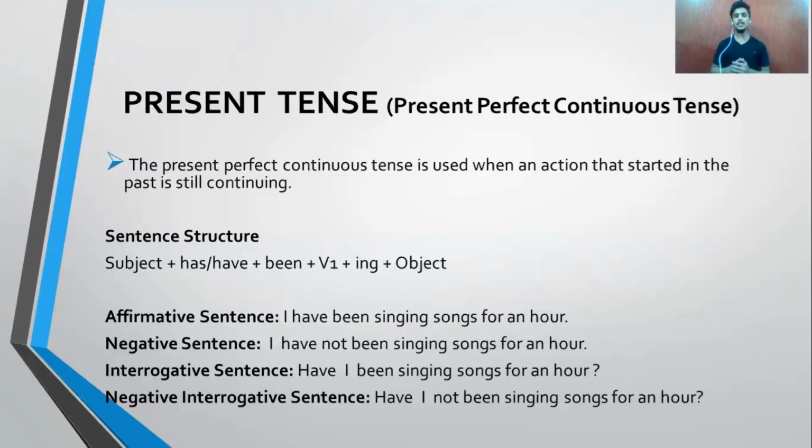In interrogative sentence, first we will put the helping verb and then the subject and then been and then the fourth form of the verb and then the object. Have I been singing song for an hour? In negative interrogative sentence, first we will put the helping verb, then subject, then not, because it's also a negative sentence, then been, then fourth form of the verb, and then the object. Have I not been singing song for an hour?